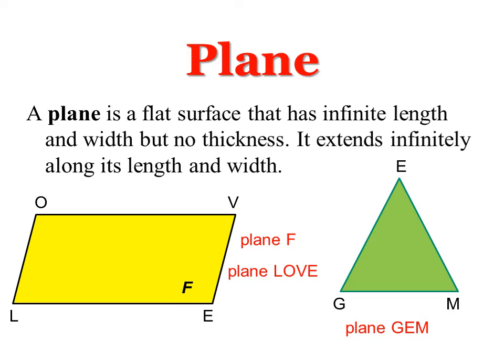Even on the first plane, which is plane LOVE, you can also name it as OVEL or VELO or ELOV, but I use LOVE because it has meaning. That's it. But you can use the 4 letters. What is important is it is on the plane. Even in plane GEM, you can use the jumbled letters as long as it is in the plane.